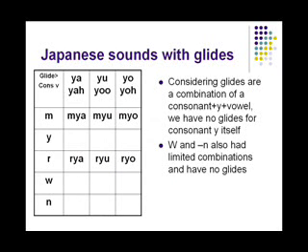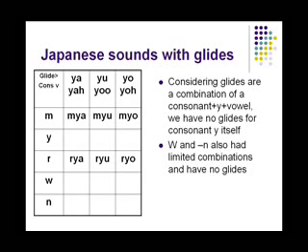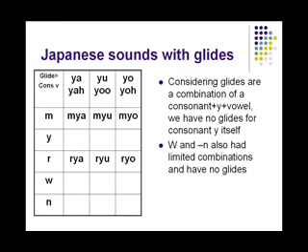Now let us look at the other consonants M, Y, R, W, and nasal N. Of these, only M and R result in glides. There are no glides corresponding to Y, W, and nasal N. Y and W do not have combinations with vowel I, and M gives rise to mya, myu, and myo. R gives rise to rya, ryu, and ryo.